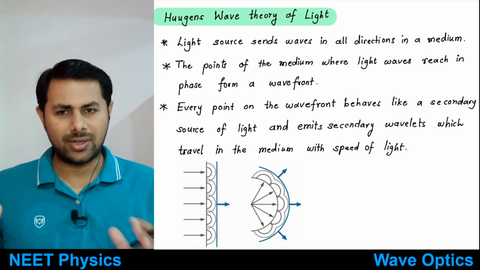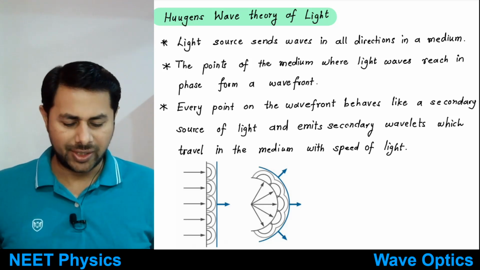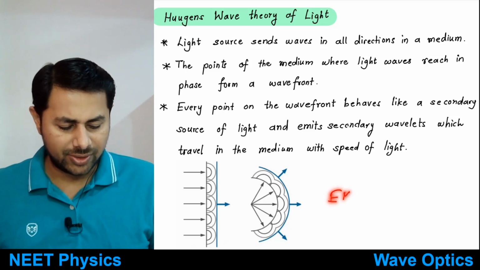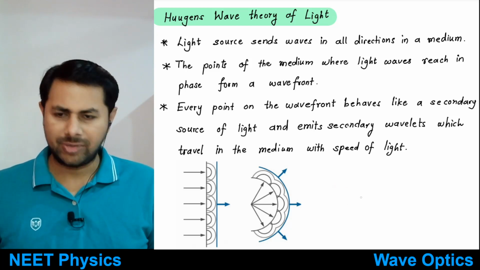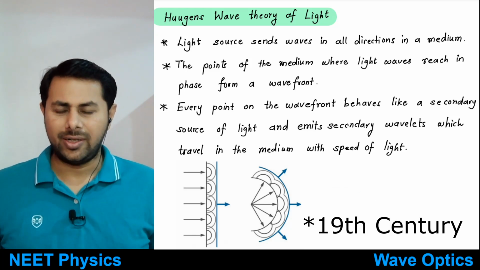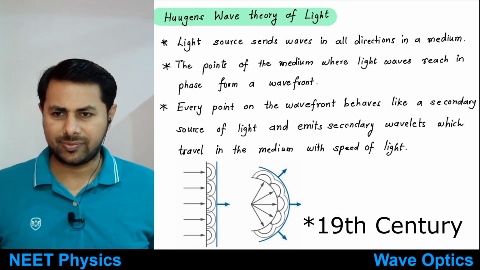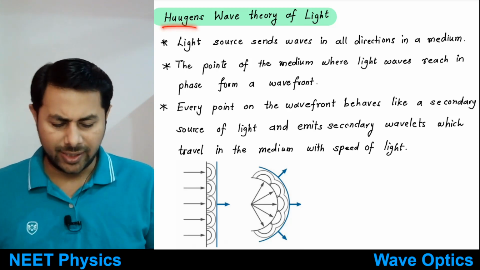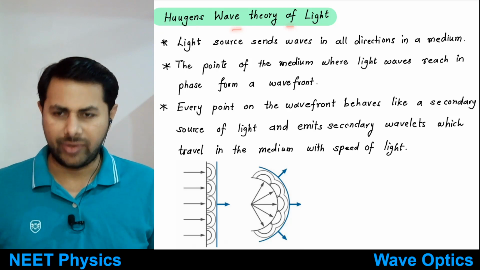So light is made up of waves. And light is made up of what? Electromagnetic waves. It was proved much later by Michael Faraday and Maxwell in the 18th century, right? So let's come to Huygens' theory. Huygens says that light is made up of waves.